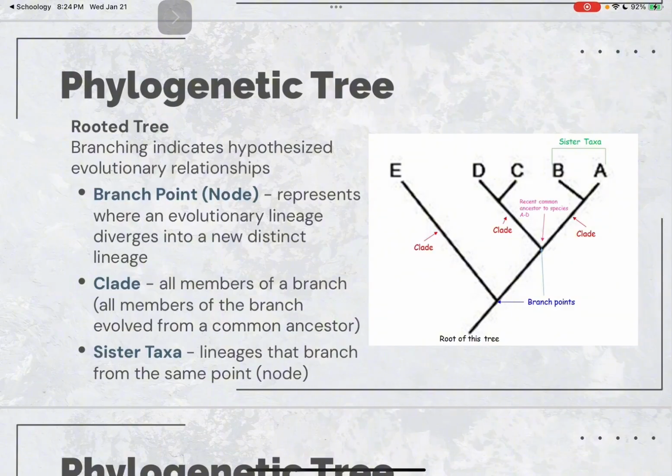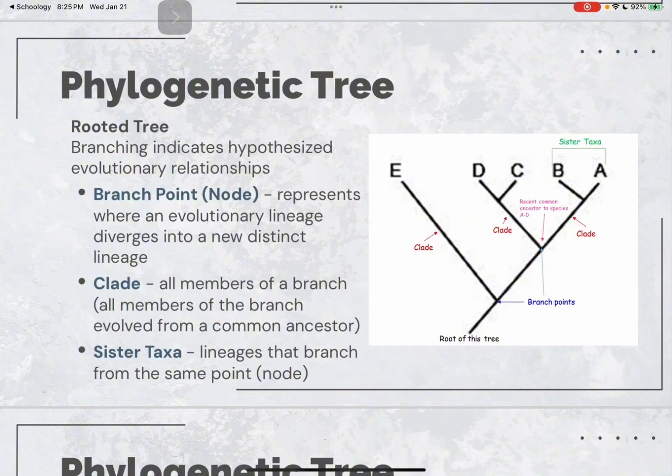So again, a rooted tree, let's break this down a little bit. It's branching that indicates hypothesized evolutionary relationships. A branch point is called a node, and look at the image to the right to see exactly where it's pointing. So essentially we have the main branch, and then we have branches that branch off of that. Where there is that corner, that is a branch node, and it represents where an evolutionary lineage diverges into a new distinct lineage. A clade is all of the members of a branch.